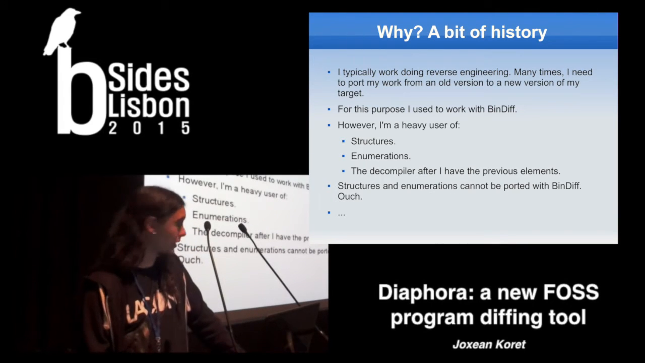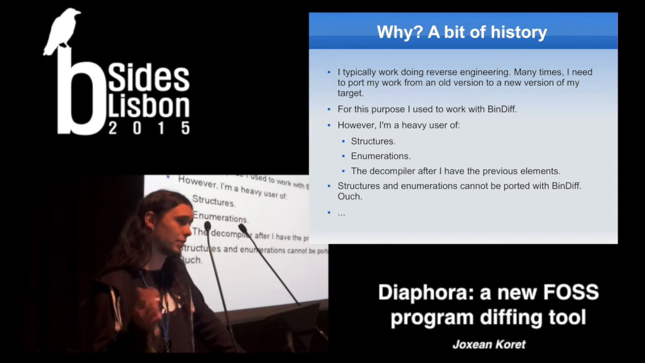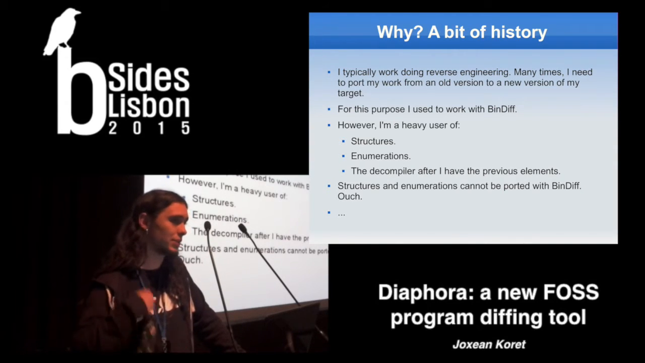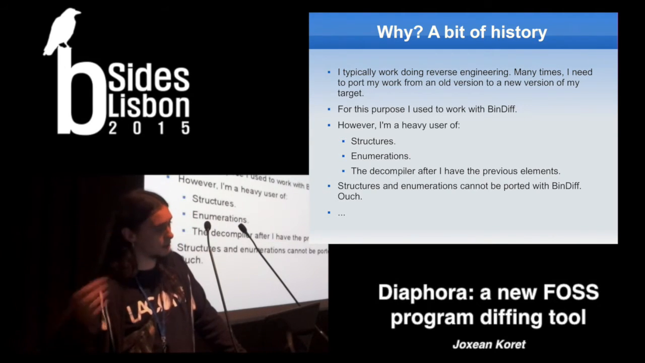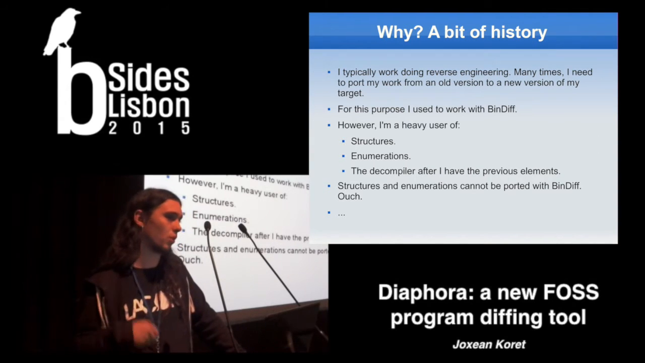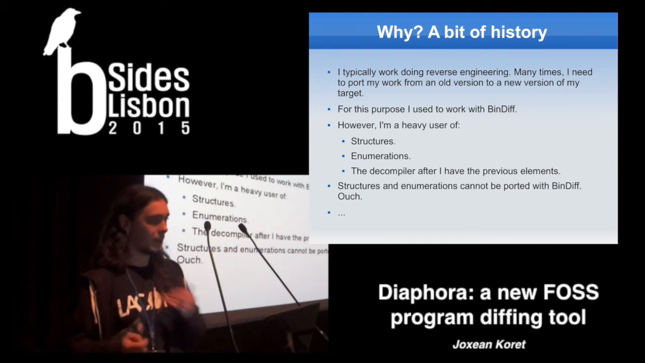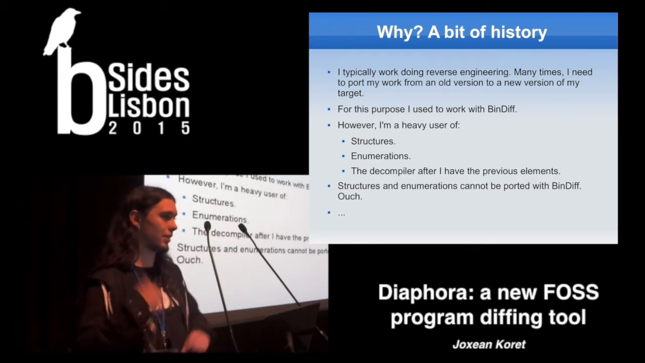More about the why. I typically work doing reverse engineering, and many times I need to port my work from an old version of my target to a new version. For example, if you are researching some specific component of Internet Explorer, and you have all your comments, the structures you created, anything, and then a new version of Internet Explorer appears. You want all your comments, all your structures, all your enumerations, etc. to be easily portable between the old version and the new version.